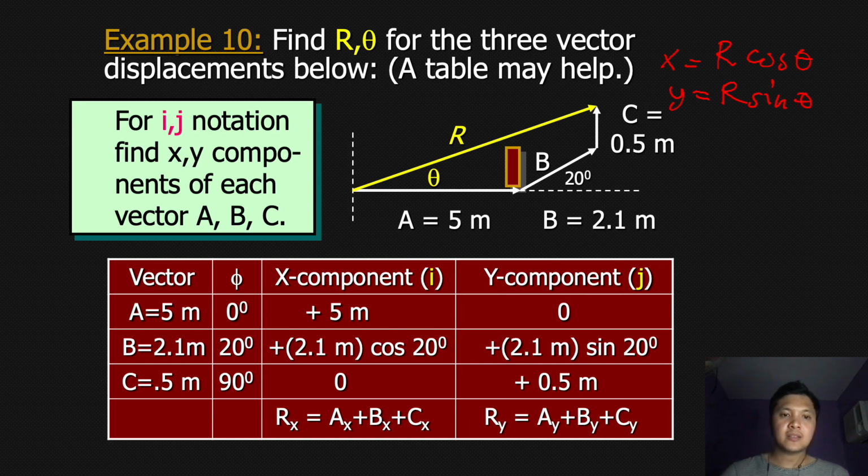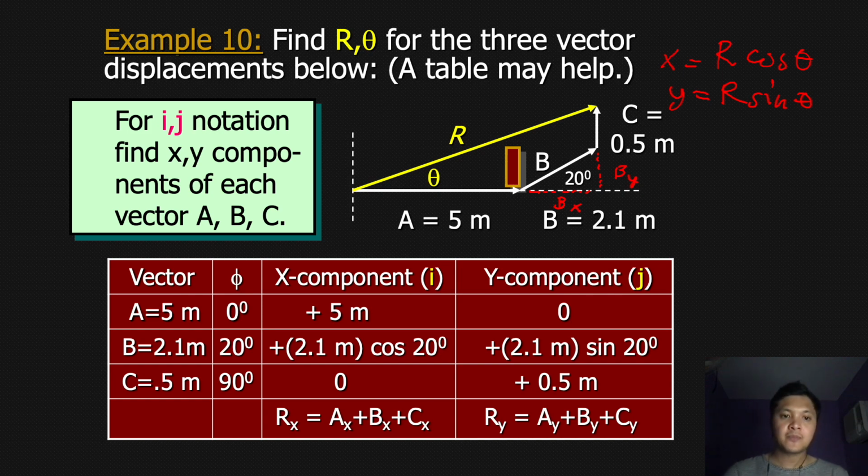Now, to get x, that's positive 2.1 cosine 20 degrees. Take note of the sign here. So it's positive since this is the x component. So this is bx, and here this is by. Okay, so that's why bx is 2.1 cosine 20 and by is 2.1 sine 20 here. Okay, so for C, there's no x component, it's going up, while positive 0.5 meters is the y component.